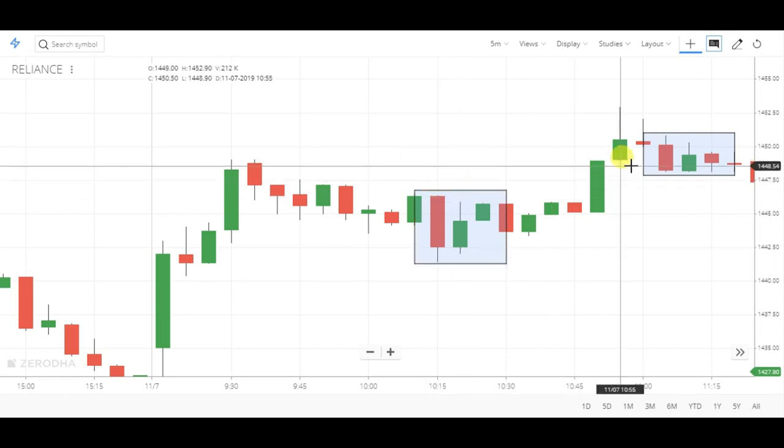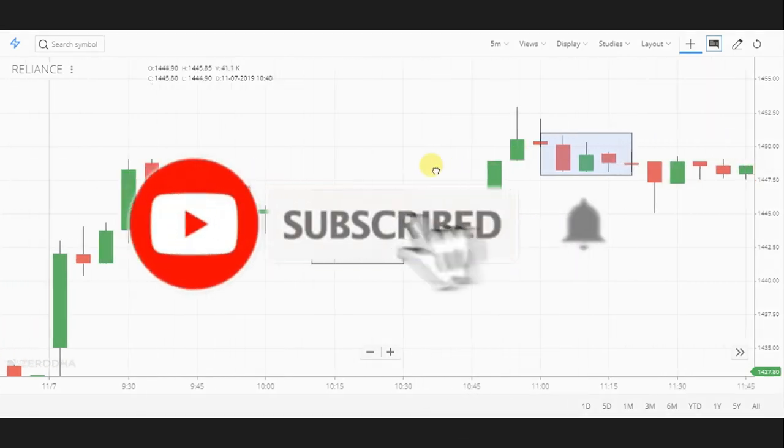We can see the high of this candle is 1452.9. So a 1 to 1 risk to reward ratio is achieved. So now let's go to another example.